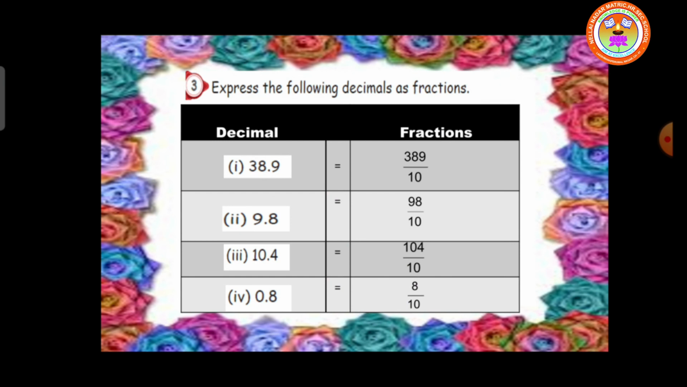Third subdivision, express the following decimals as fractions. So they have given it in decimals. Now we have to write it down as fractions. 38.9, how to write down? 389 by 10. And 9.8 they have given in decimal, we have to write 98 by 10. Third one, 10.4 is equal to 104 by 10. Last one, 0.8 is equal to 8 by 10. Yes, students?